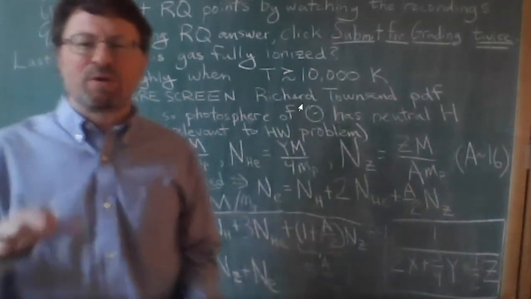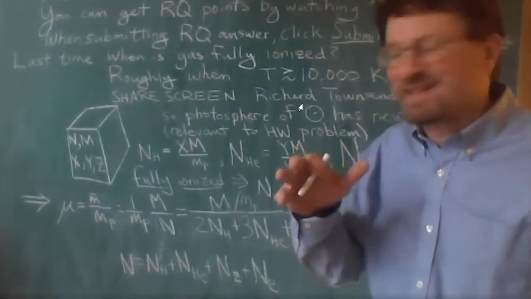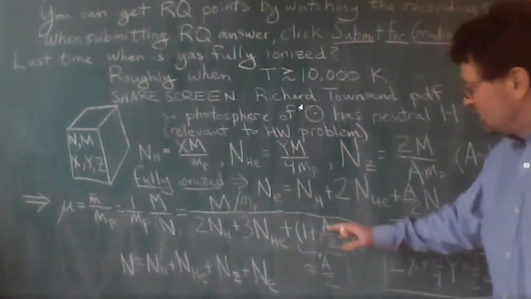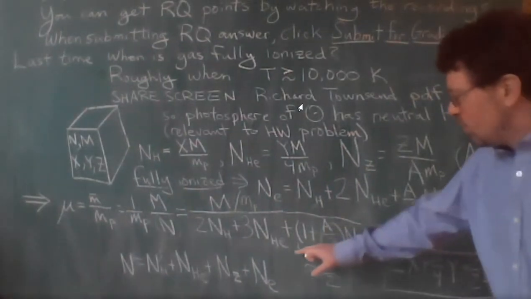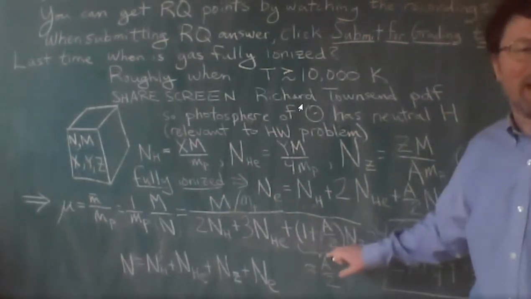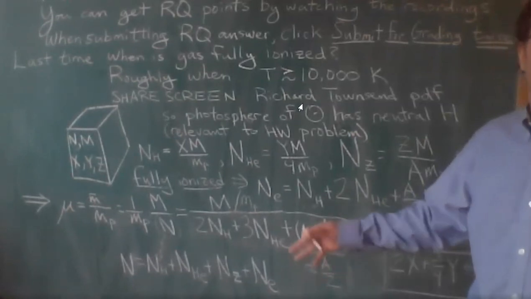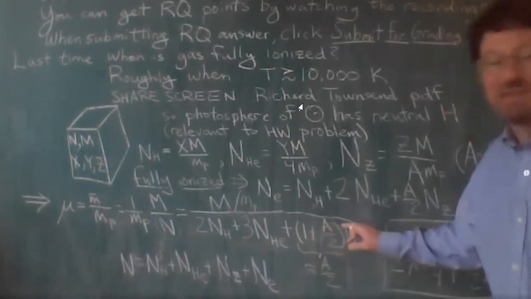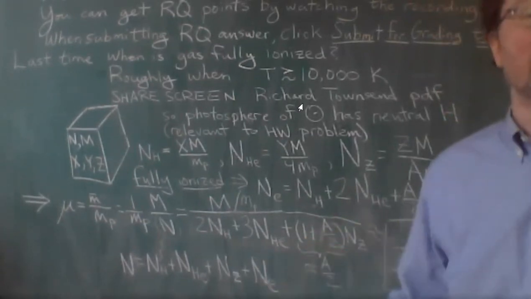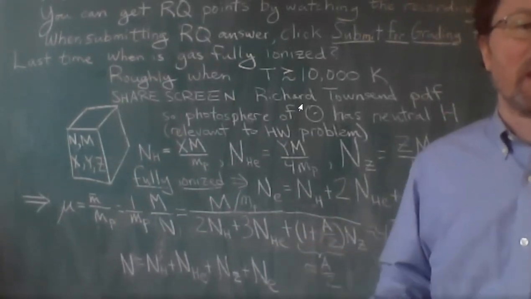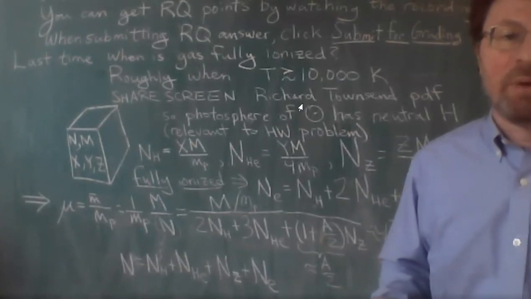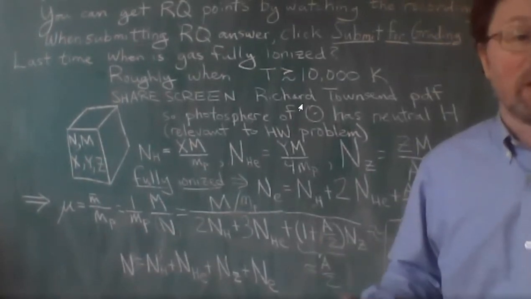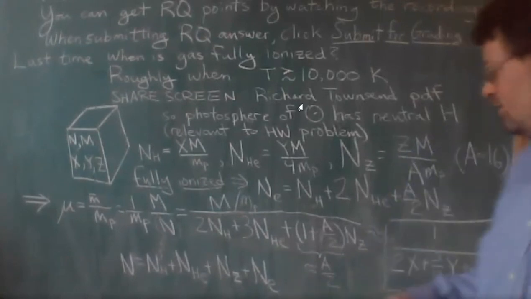Now remember, a typical value for an average A is like 16. So 16 over 2 is 8. We're going to neglect the difference between 8 and 9. To make this a little more convenient to calculate, we're just going to say that 1 plus A over 2 is about the same thing as A over 2. That's an approximation that I mentioned last time, but I didn't write it down because we didn't have time. But now you can see it.